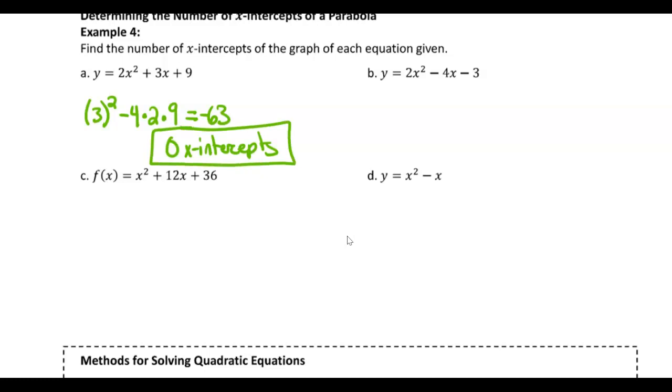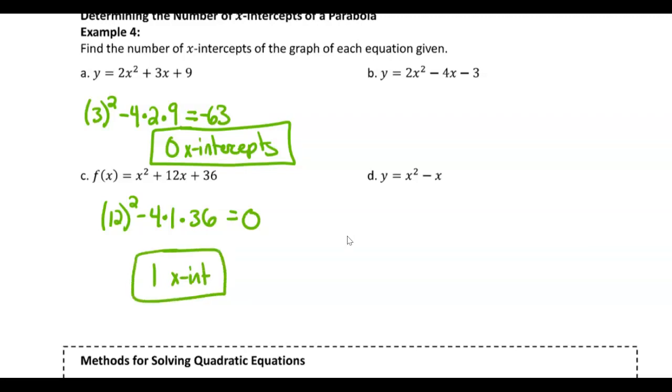All right, let's try another one. Let's go ahead and skip down and do C. It's f of x equals, same thing, totally okay, it's in standard form. So we're going to do b squared minus 4, a is 1, c is 36. We type that in a calculator and we get 0. When the discriminant is 0, think about when you square root a 0, there's only one solution. So that means there's only one x-intercept.